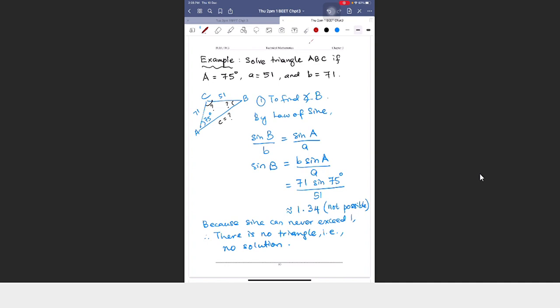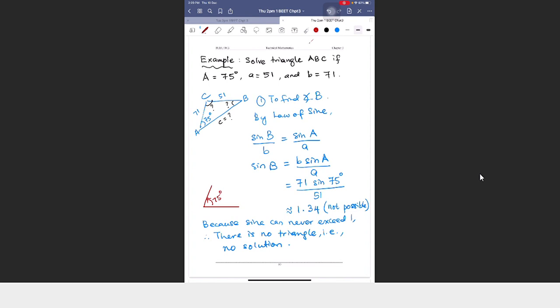It just so happened that in this question the given lengths are quite long, 71, 51 like this. But if you want to try to draw this, you can take your ruler and draw one horizontal line, and then take a protractor where you have your angles and measure 75 degrees, like this.